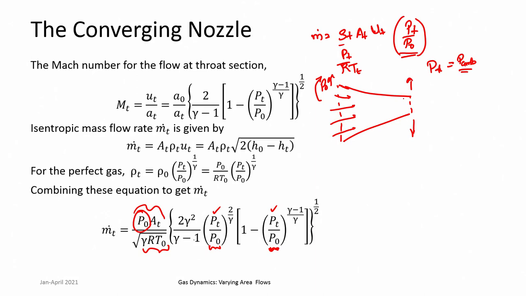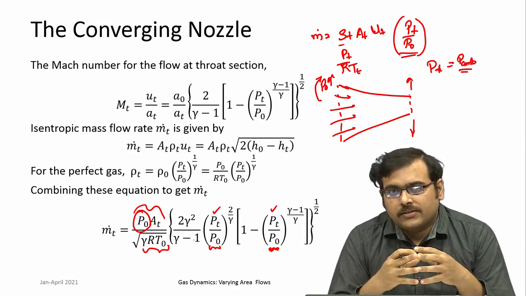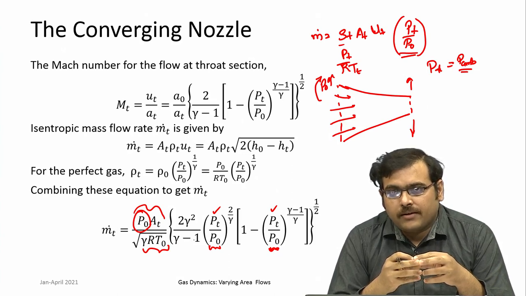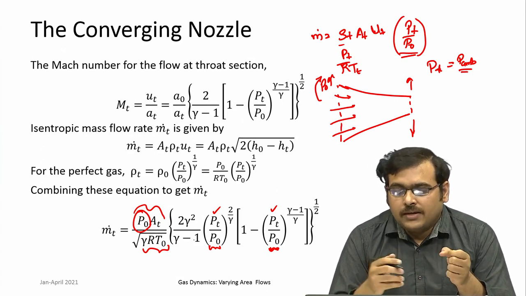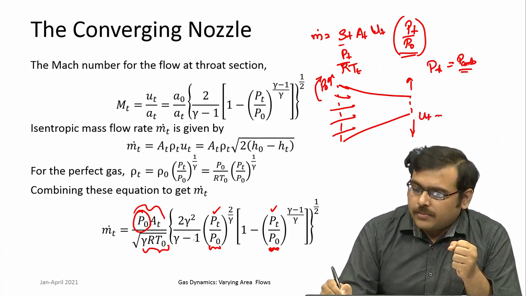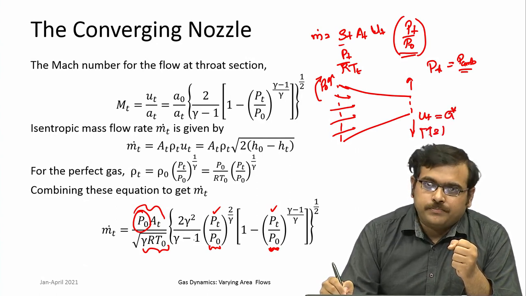Now can this be done infinitely? Can you keep decreasing Pt by P naught and will the velocity ut increase forever? Will mass flow rate forever increase to large values? This is the question that we are trying to answer, and the answer is no, there is a certain limit. If the velocity at the exit, ut, exactly becomes equal to a star, that is, Mach number becomes equal to 1.